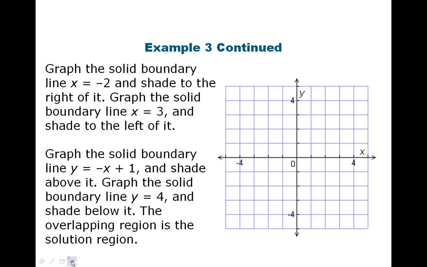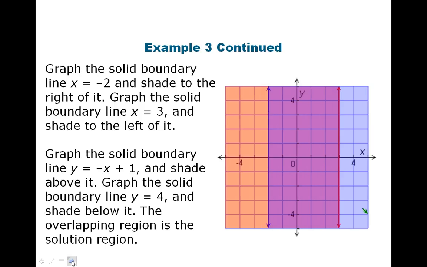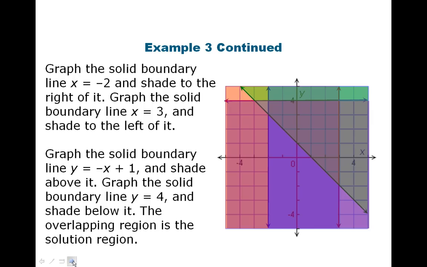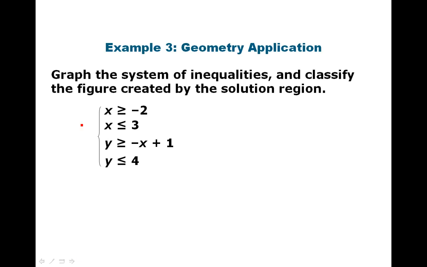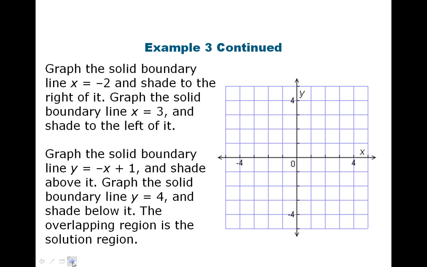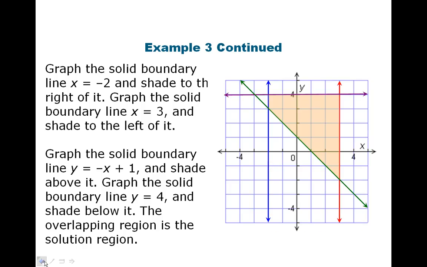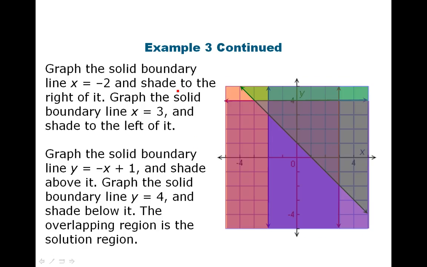So here we go. We need to graph the solid boundary line of x equals negative 2 and shade to the right of it. We're also going to graph the solid boundary line x equals 3 and shade to the left of it. We got that information based upon those 2 previous inequalities, which were x is greater than or equal to negative 2 and x is less than or equal to 3.